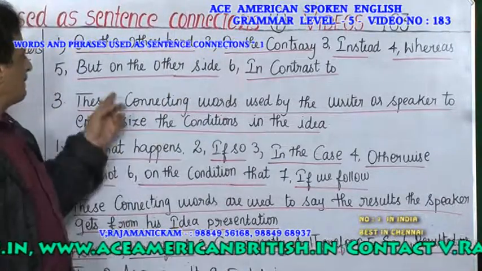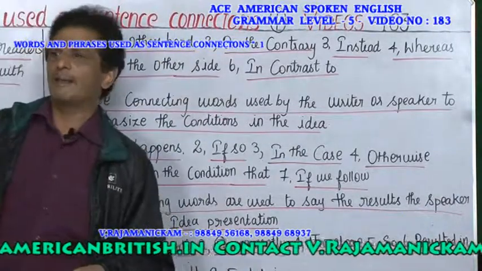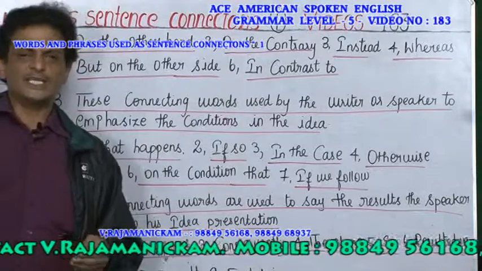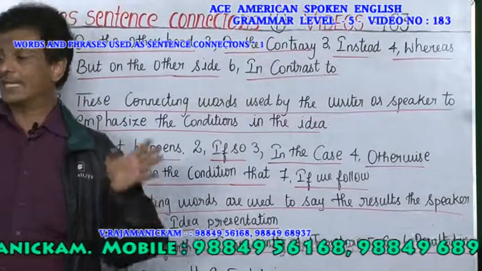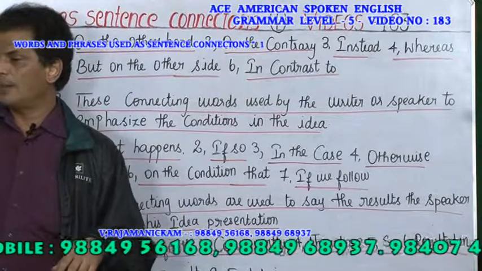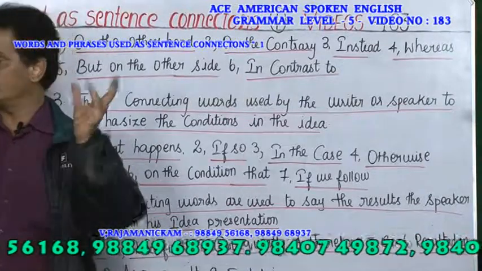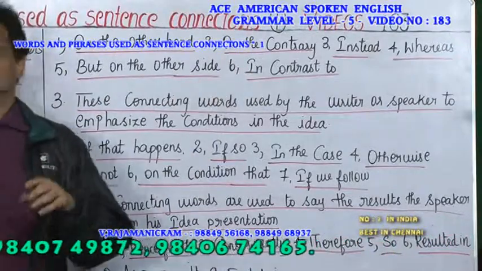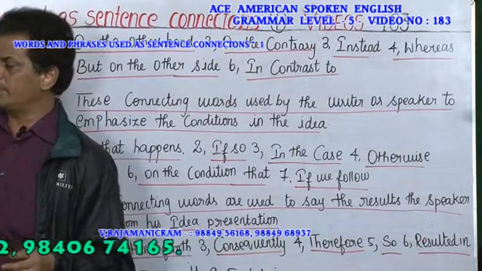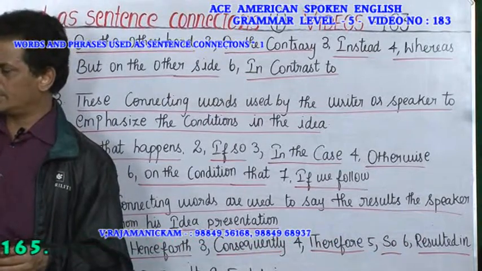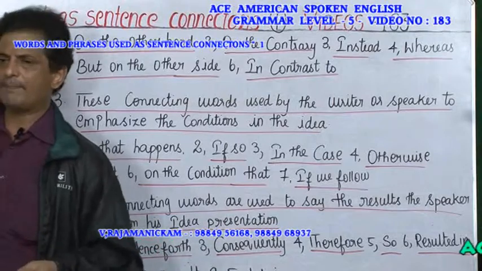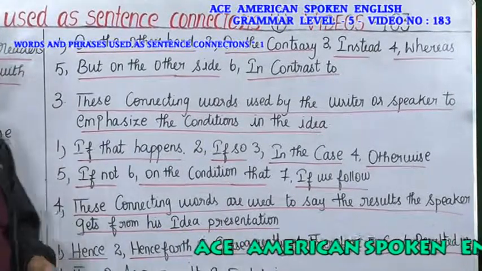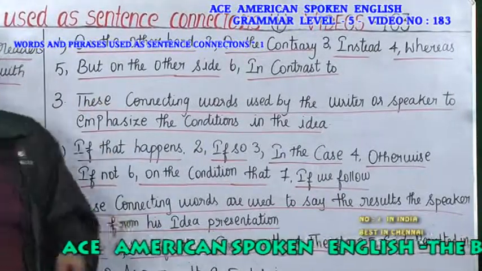Whereas, that is opposite. But on the other side, what do you say? But on the other side. Manmohan Singh's government is a corrupt government. On the other side, it also brought a lot of changes on the economic side. In contrast to. The Congress government is in contrast to BJP. The Congress party is opposite, is in contrast to BJP in their ideas and philosophies.